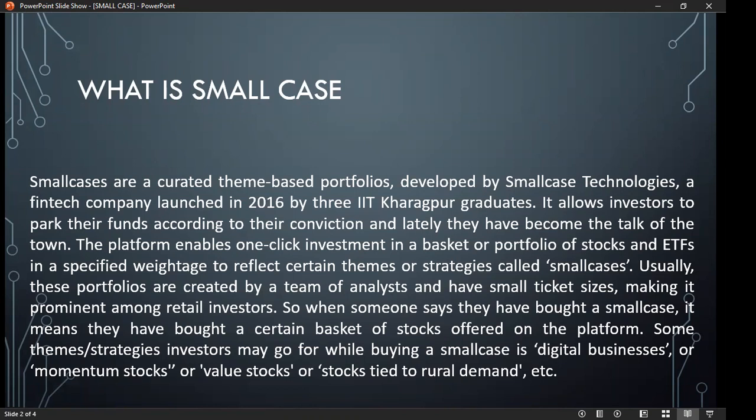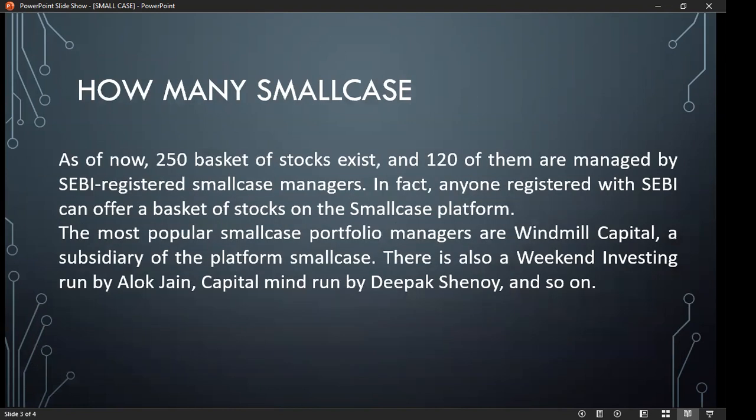Usually, these portfolios are created by a team of analysts and have a small ticket size, making them prominent among retail investors. So, when someone says that they have bought a smallcase, it means they have bought a certain basket of stocks offered on the platform. Some themes or strategies investors may go for while buying a smallcase are digital businesses, momentum stocks, value stocks, or stocks tied to rural demand, etc.